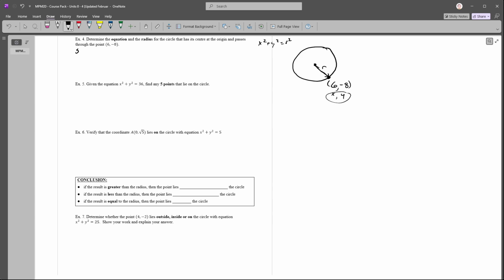So we are going to sub our point, which is 6, -8, into the equation of our circle. x squared plus y squared is equal to r squared.